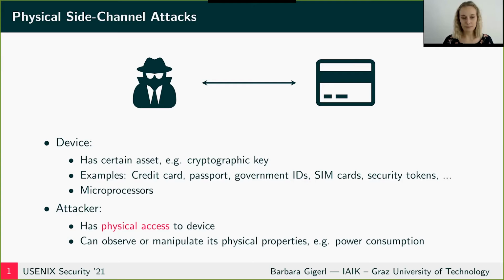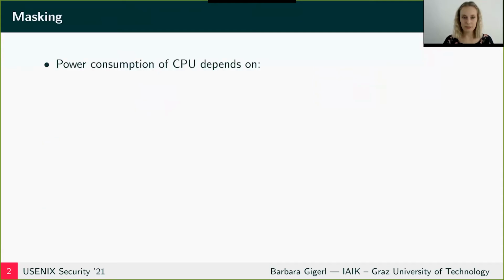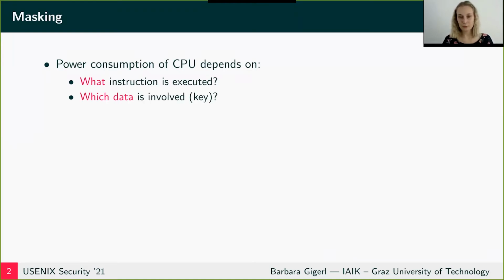This means that the attacker can manipulate and observe certain properties of the device. For example, it allows to observe or monitor the power consumption of a certain CPU while it executes a cryptographic algorithm. And then the power consumption depends on two things. First of all, which instructions are executed, and second, which data is involved. For example, the instructions could be whatever we need to do the AES, and the data could be the secret key, which is being processed by the AES.